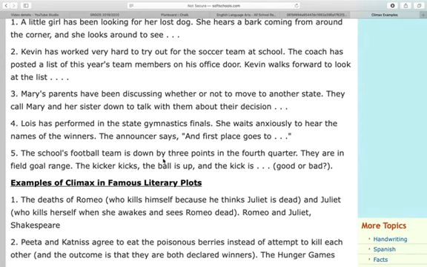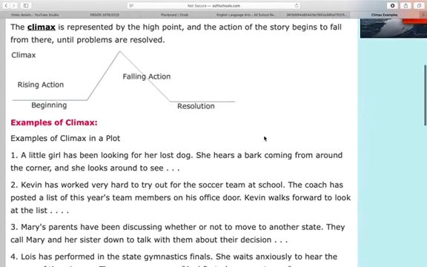The school's football team is down by 3 points in the fourth quarter. They're in the field goal range. The kicker kicks. The ball is up, and is the kick going to be good or bad? And what does that mean for the team as we come to a resolution?